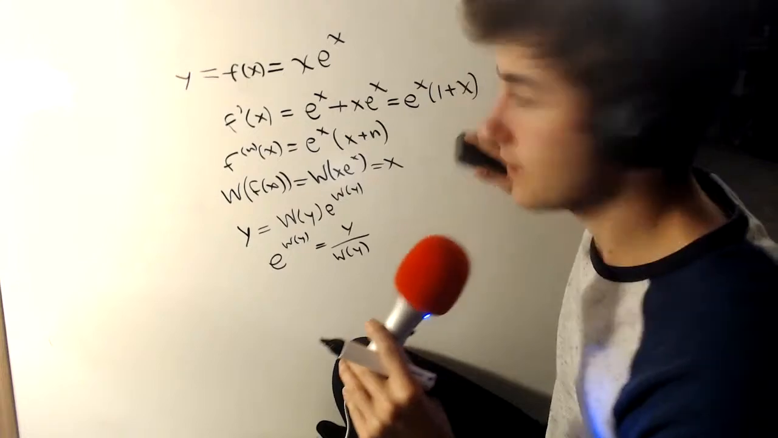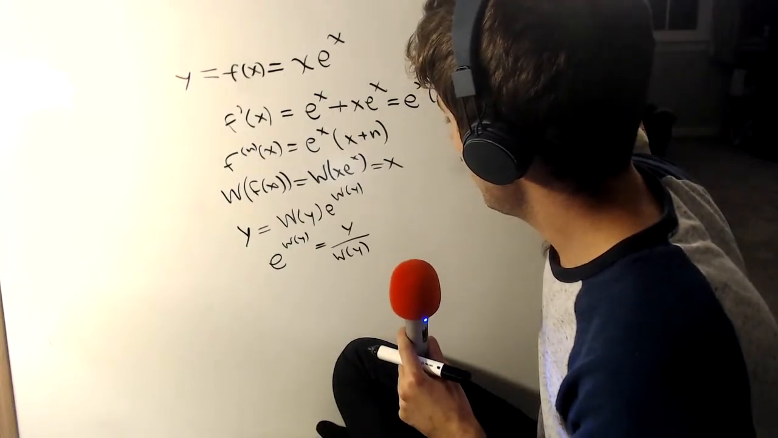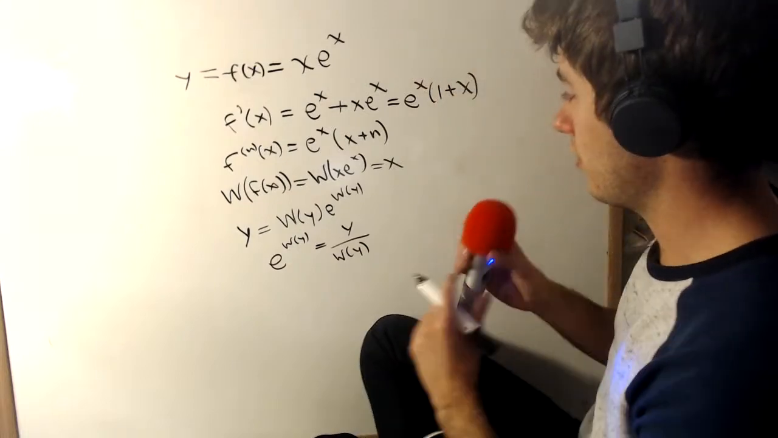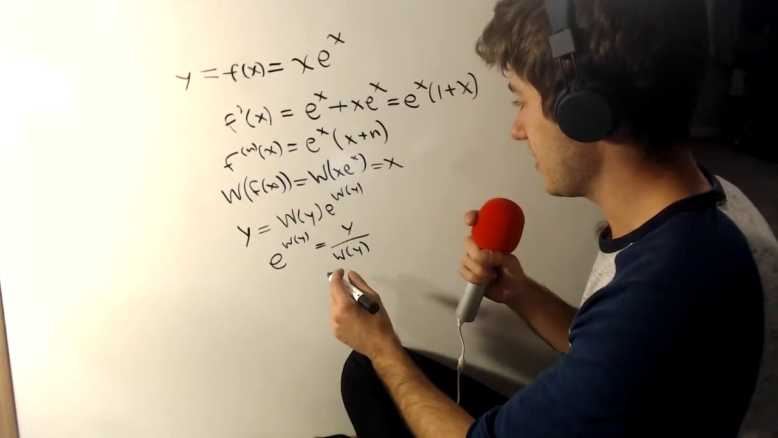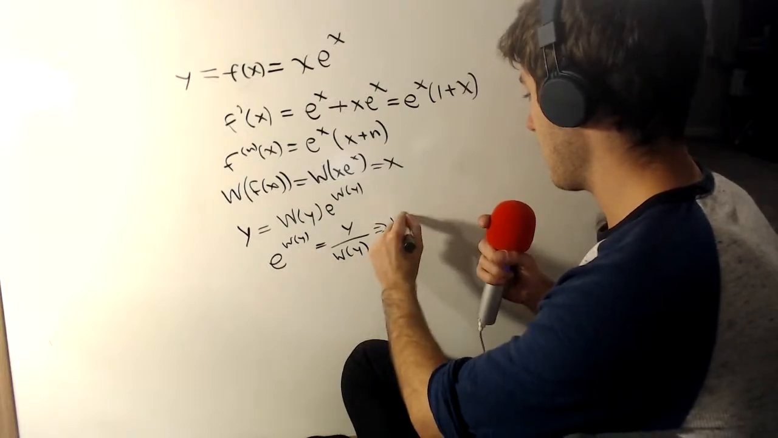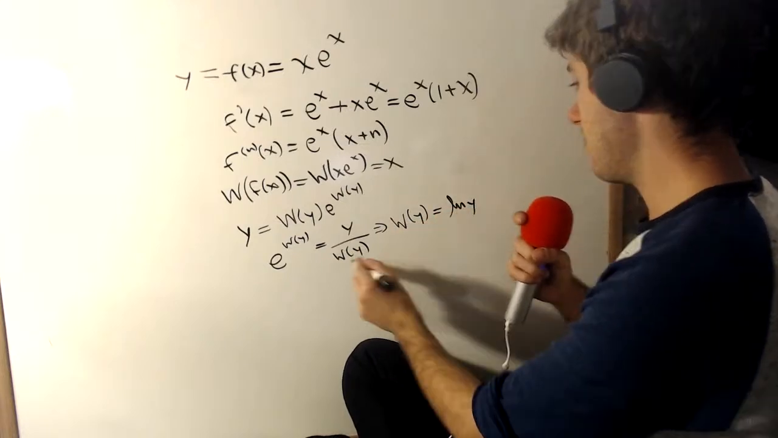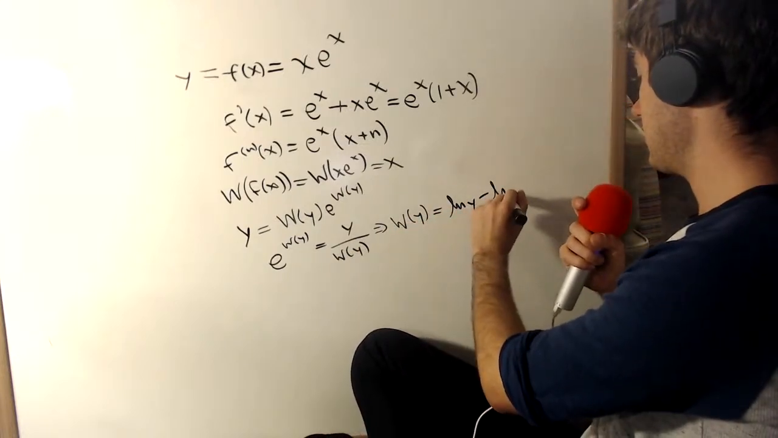Let's see. So what do we want to look at? What should we look at first? I guess this gives us one more identity we can do. So if we take the logarithm of both sides, we actually find out that w of y is equal to log y minus log w of y.